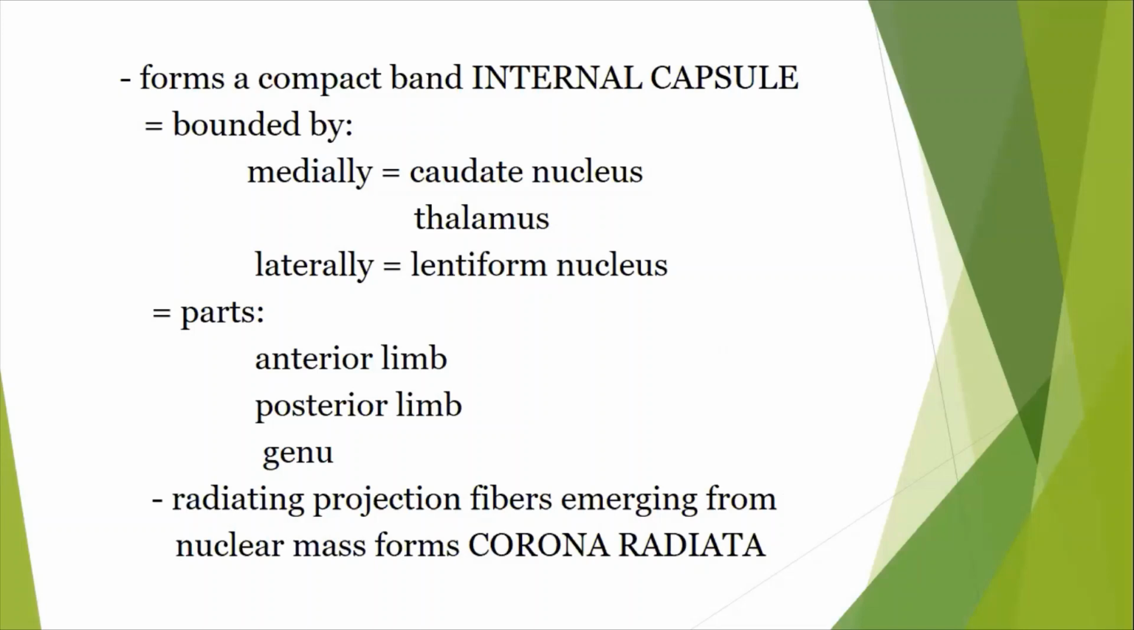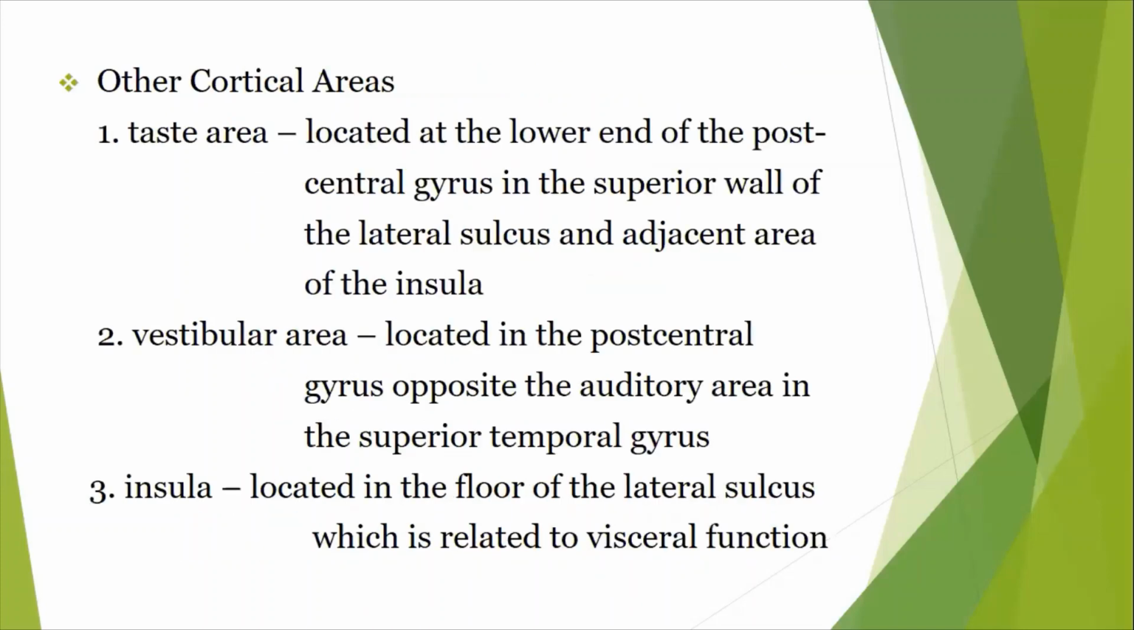So you will have an anterior limb and a posterior limb and a genu. Between the anterior limb and the posterior limb will be the genu. This will be radiating projection fibers emerging from the nuclear mass forming your corona radiata.